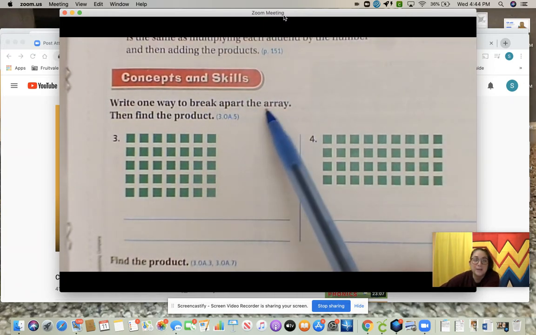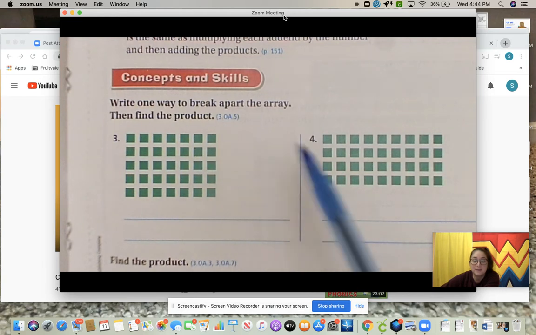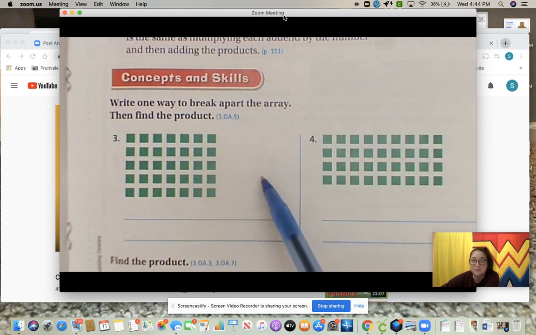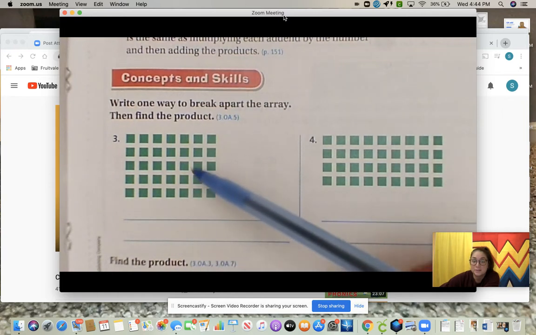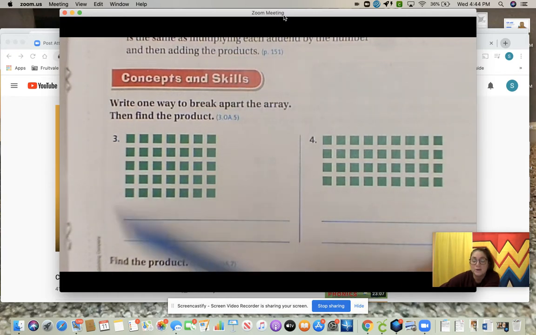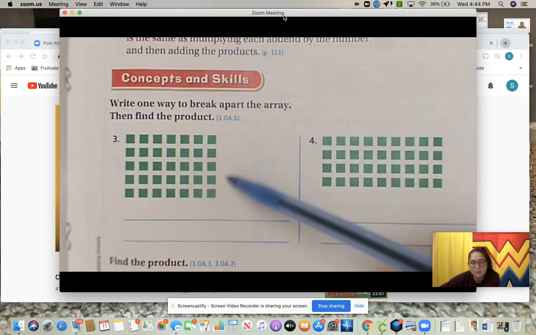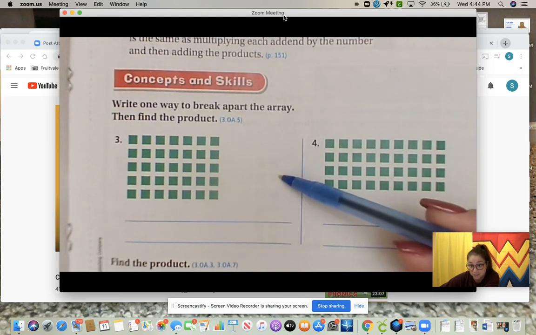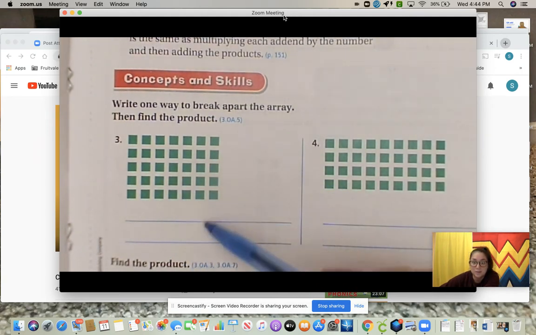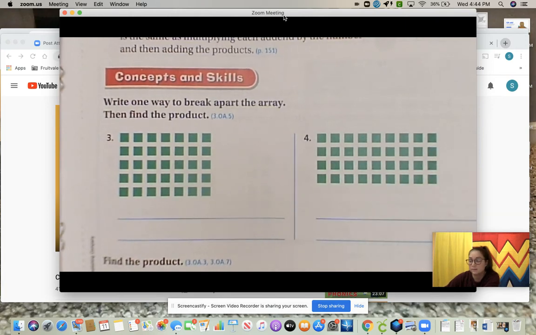Write one way to break apart the array, then find the product. Okay, so remember, break apart, distributive property. So you need to first, what is the multiplication problem? I want you to write the multiplication sentence on the side, and then I need you to break it apart. Do the same for 3 and 4.